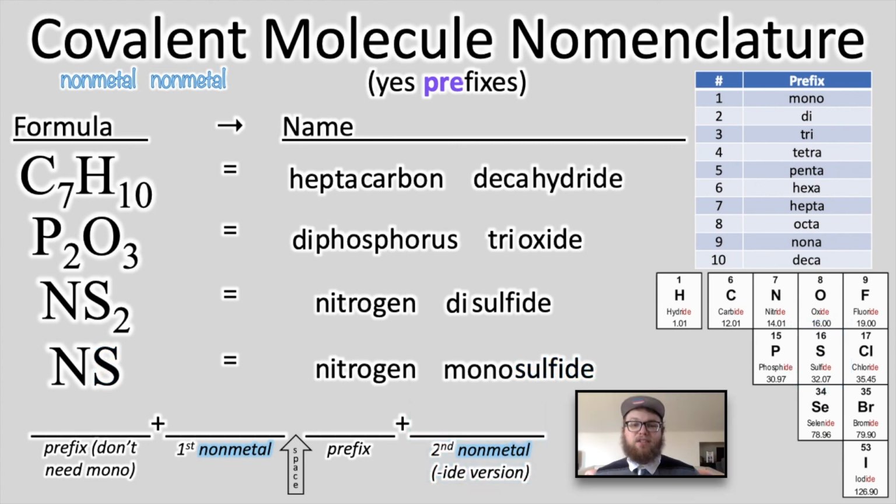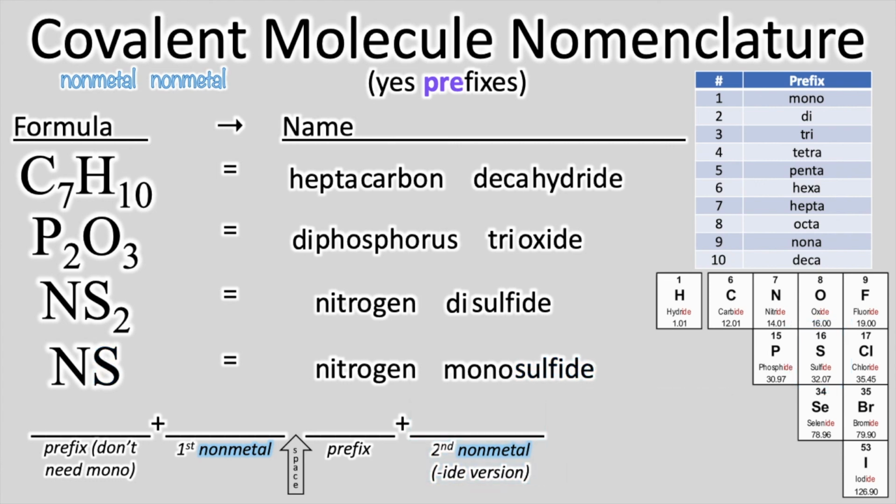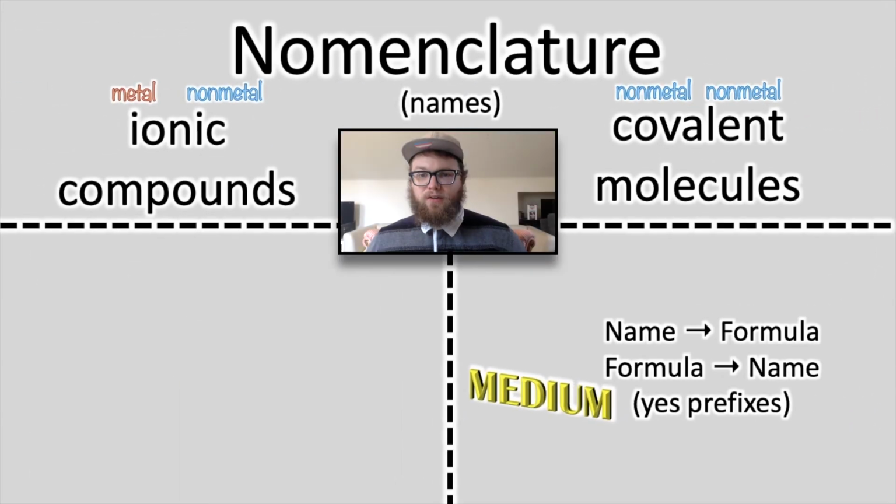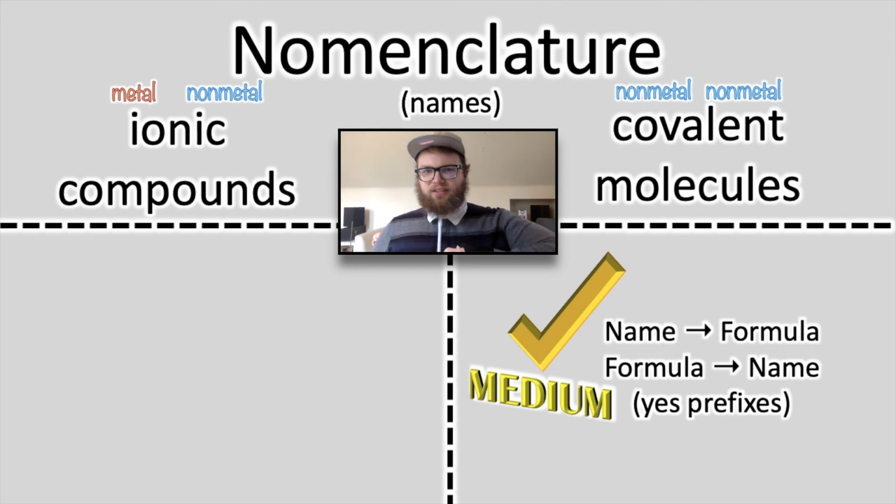How'd you do? Seems simple enough, right? That's it for covalent molecule nomenclature. We now know for covalent molecules how to go from name to formula and from formula to name using prefixes. We're done with that. Click right there to watch the next video for the nomenclature on ionic compounds.